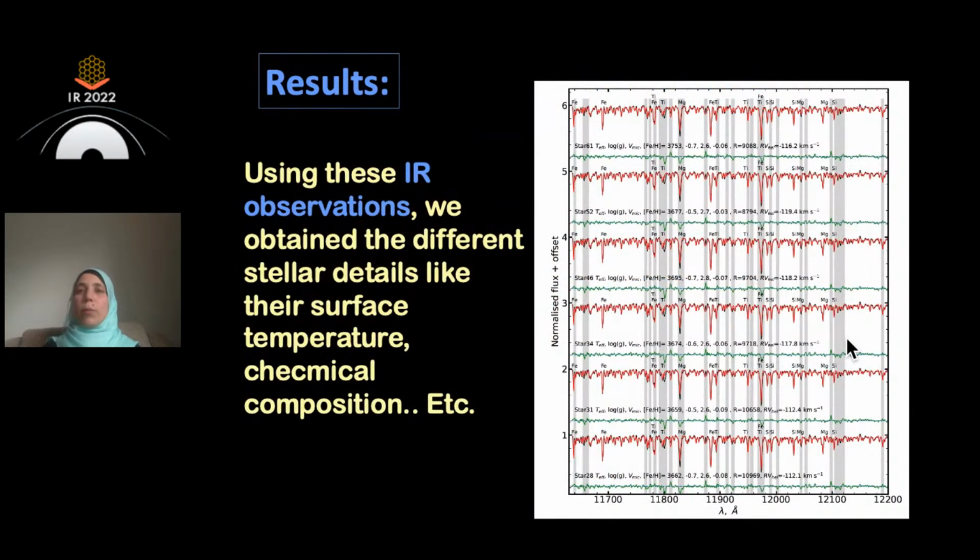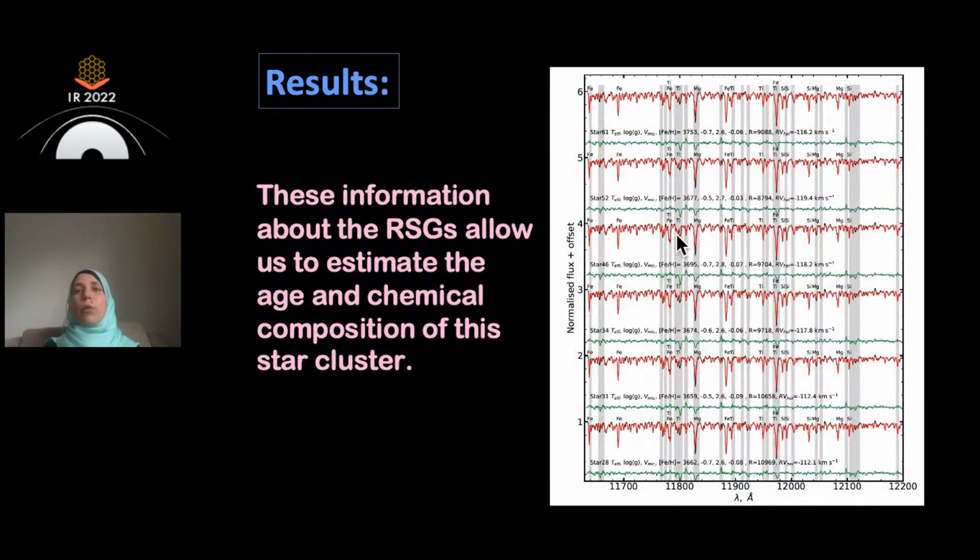And what we were able to obtain is the different stellar parameters for these 6 red supergiants that we observed. As you can see here, these are the spectra of these red supergiants when they are compared to the models, and we were able to obtain parameters like the temperature and the metallicity and other parameters. And these parameters are important for obtaining the age and the chemical composition, which, as I mentioned before, are the main quantities that we need in order to be able to trace the chemical history of that particular region of the Milky Way.